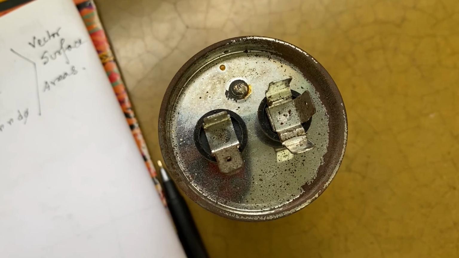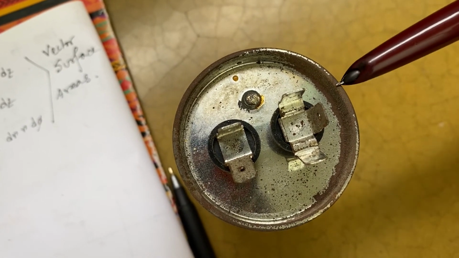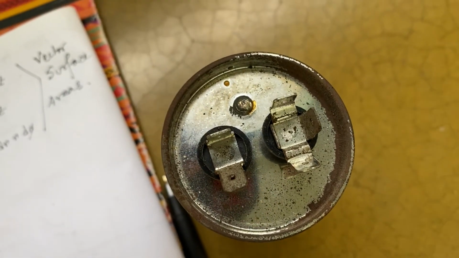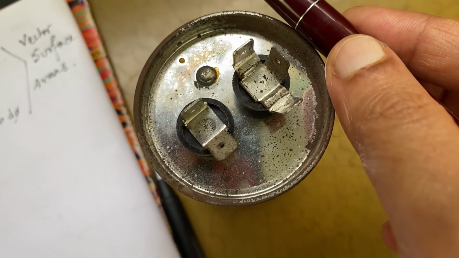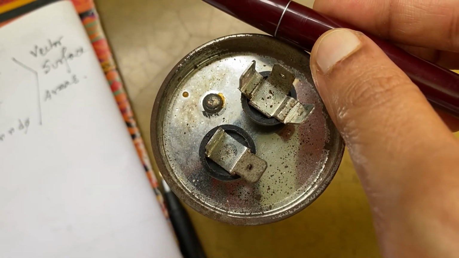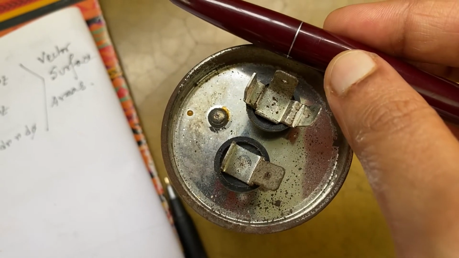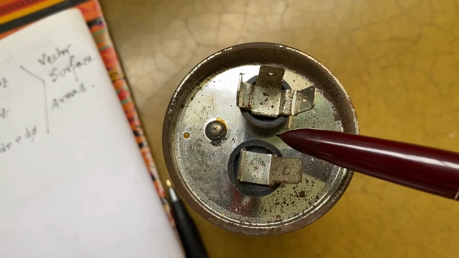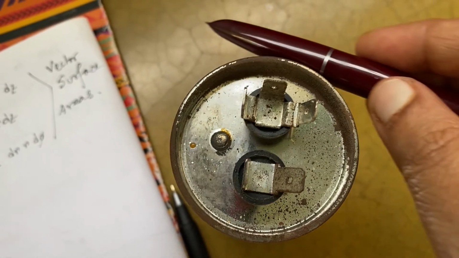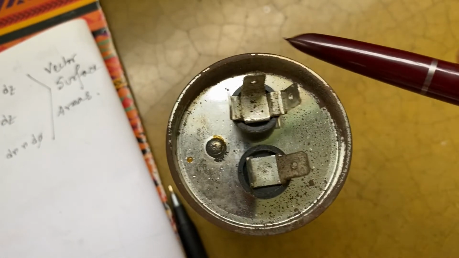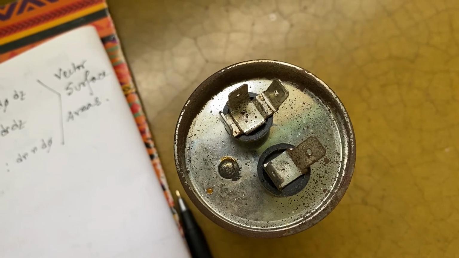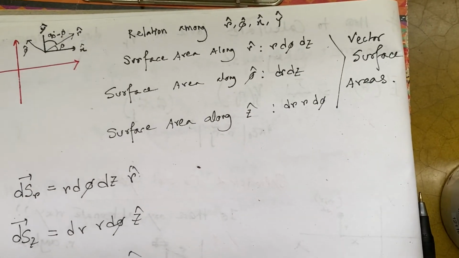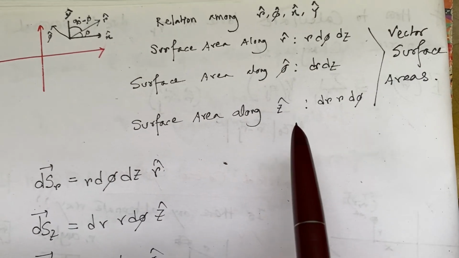Similarly, what will be the surface area along z hat? Now if I take this surface on this particular plane, z is constant, so there will be no variation of z. I can move like this, that is change in the phi direction, so this arc will be r d phi. And I can also move like this, so there will be a change in r, so the surface area will be dr into r d phi, because the arc length associated with d phi is r d phi. So these are my vector surface areas along r hat, phi hat and z hat directions.